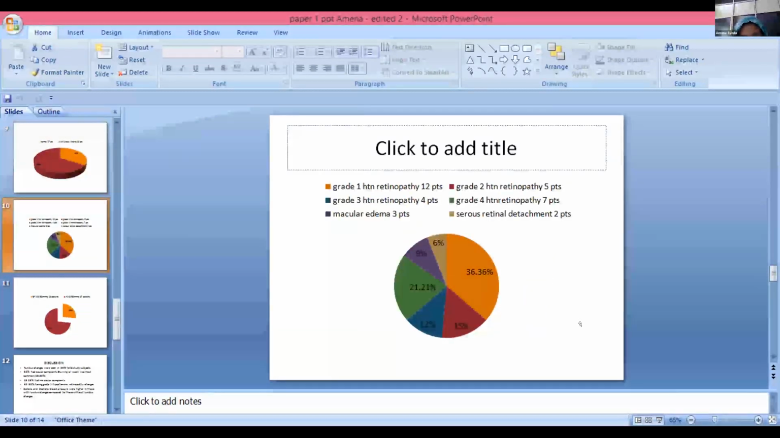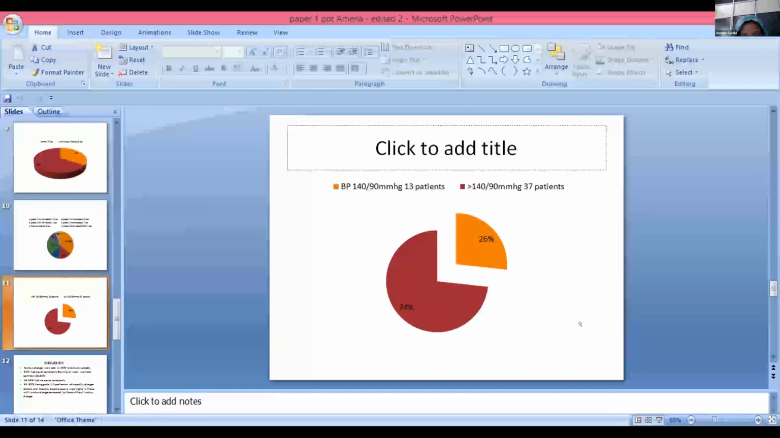Grade 1 hypertensive retinopathy was seen in 12 patients, that is 36.36%, which is the most common fundus finding we have seen. Grade 2 hypertensive retinopathy in 5 patients, that is 15% of the study subjects. Grade 3 was seen in 4 patients, 12%. Grade 4 hypertensive retinopathy in 7 patients, that is 21.21%. Macular edema in 3 patients, that is 9%, and serous retinal detachment in 2 patients, that is 6%. BP of 140 by 90 was seen in 13 patients, that is 26%, and more than 140 by 90 in 37 patients, that is 74% of the study subjects.